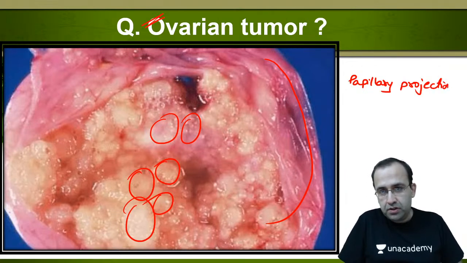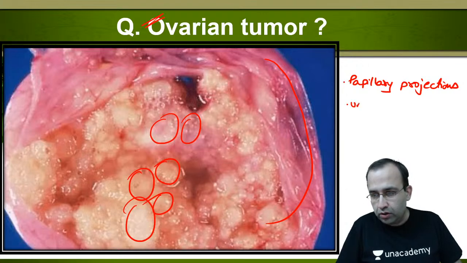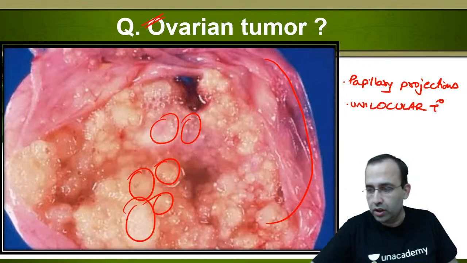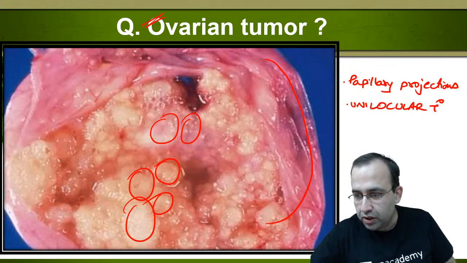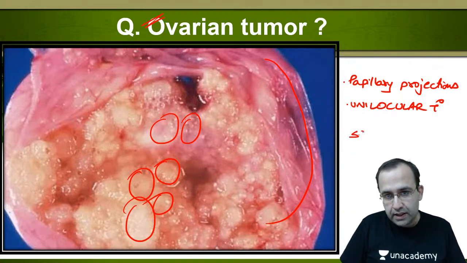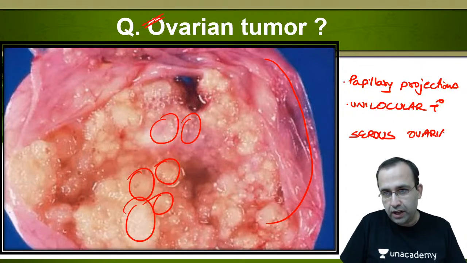Next point, it is a unilocular tumor. Answer. What will you mark? I'm waiting for your answer on this. What will you mark in this? What do you see? It is a serous ovarian tumor.